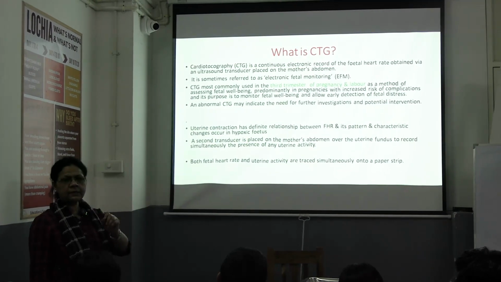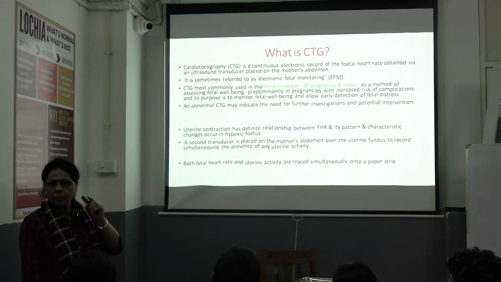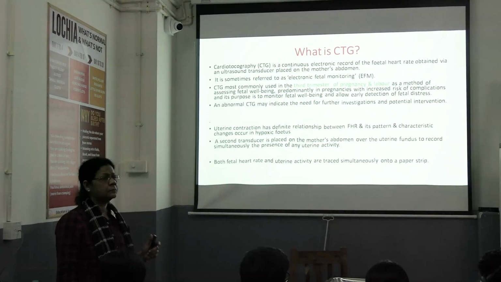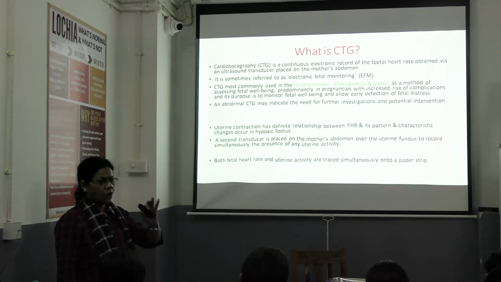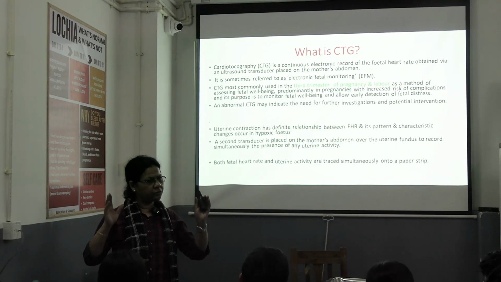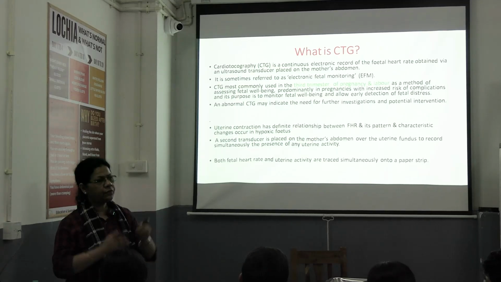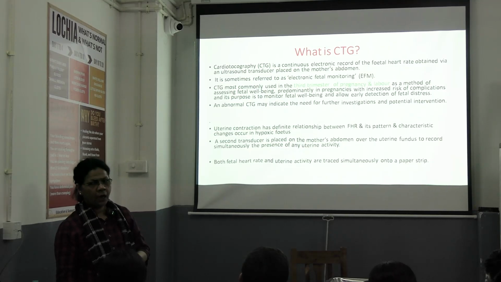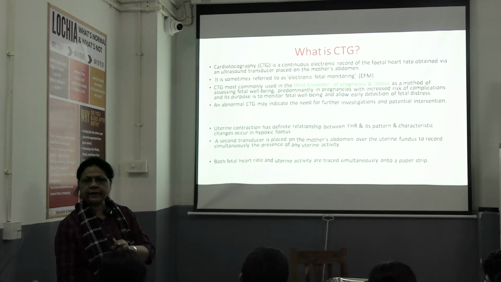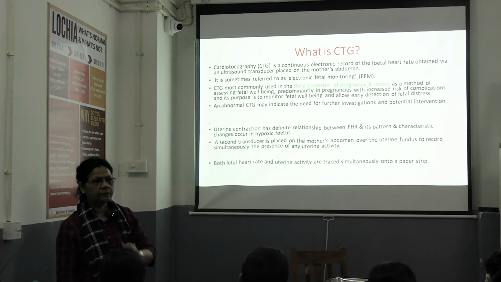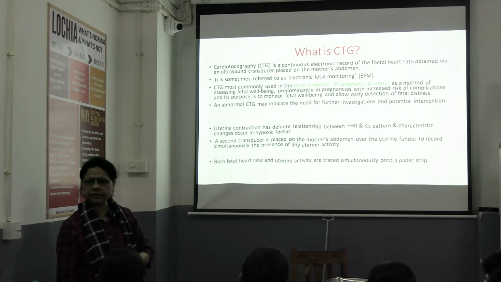Third trimester begins at what gestation? At what gestational age does the third trimester begin? You had attended the class on USG. We had discussed the 3 trimesters. What is the first trimester? What is the second trimester? 12 to 28 is the second trimester. Beyond 28 is the third trimester.